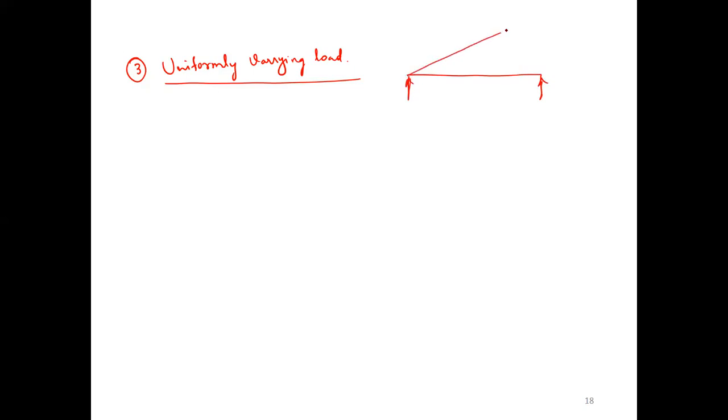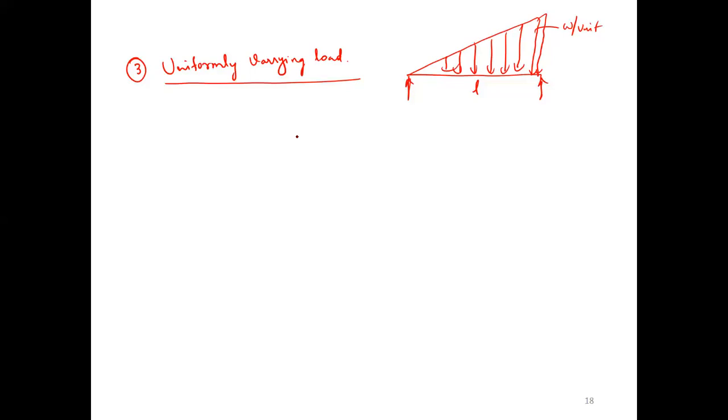Okay. Now the third one is the uniformly varying load. These are loads just like triangular type of loads. This is also W per unit length. Now, how to convert this type of load into point load? That's my question.